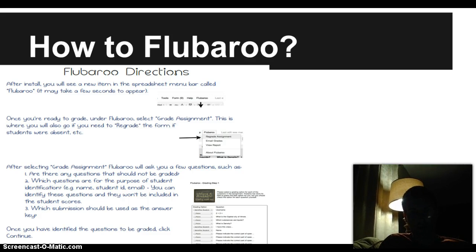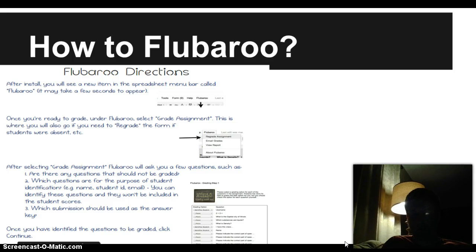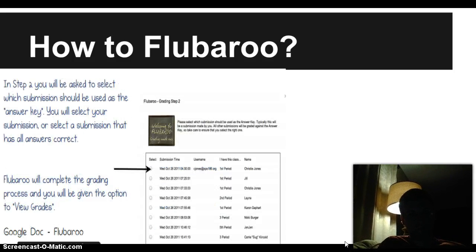That grade assignment option will come up, and Flubaroo will then ask you a series of questions. It'll ask you which test to use as the key, and because you'll have several results in a spreadsheet for different tests that your students took, you'll want to choose the top option. That'll be the one that you created, and that is what Flubaroo will use to grade.